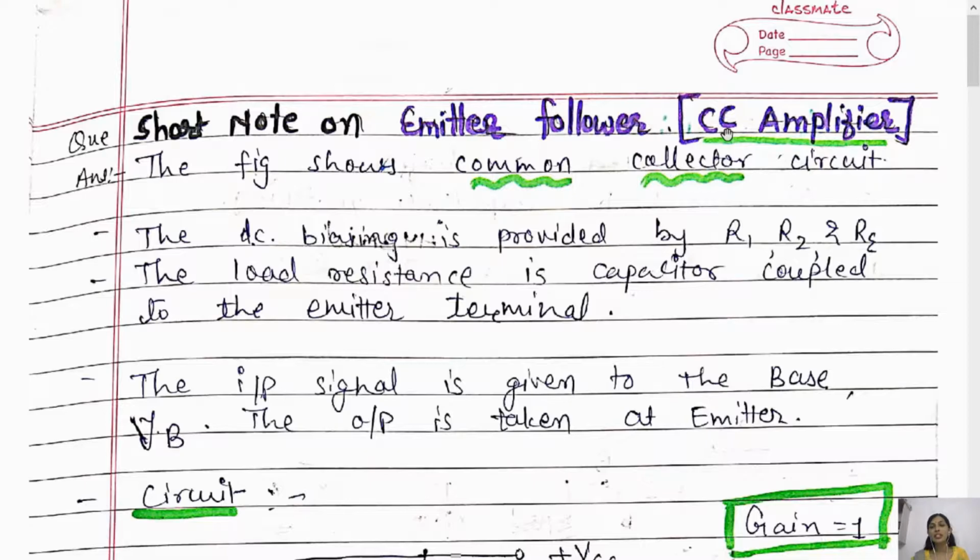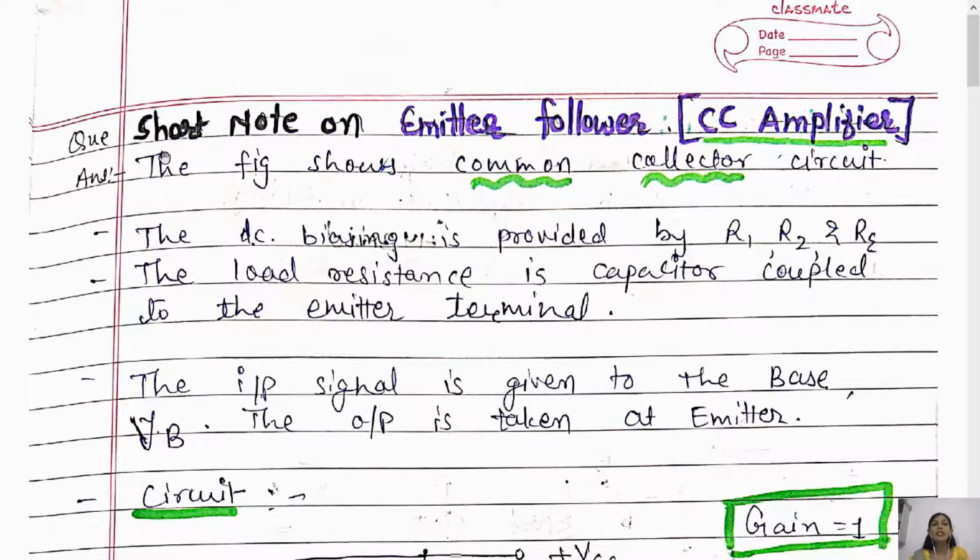Today's topic of our discussion is the common collector amplifier. Dear students, we already know about the bipolar junction transistor amplifier types. We have three types: common base amplifier, common collector amplifier, and common emitter amplifier using BJT. So today's topic is the common collector amplifier.